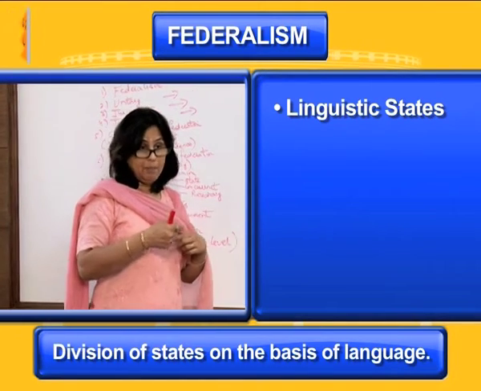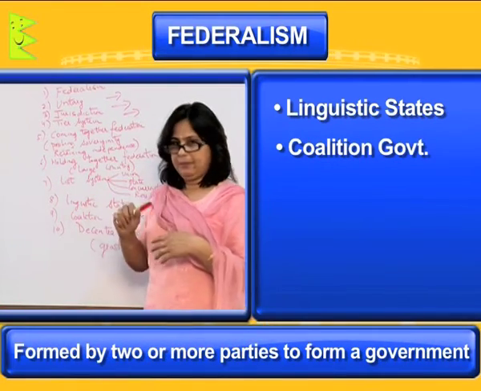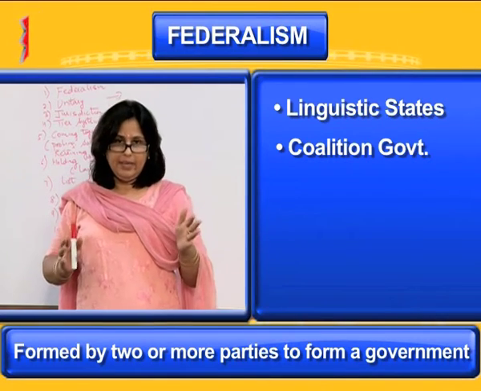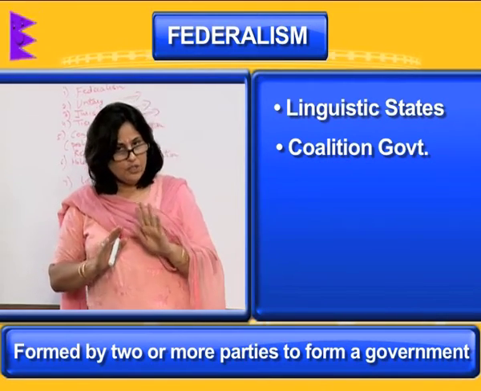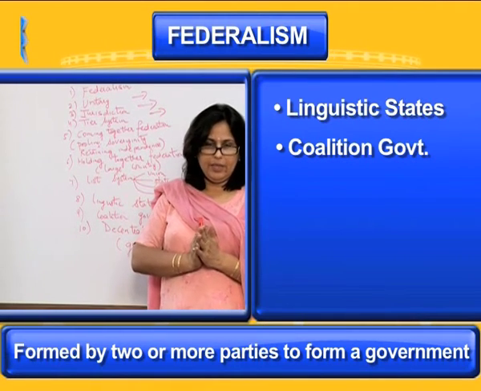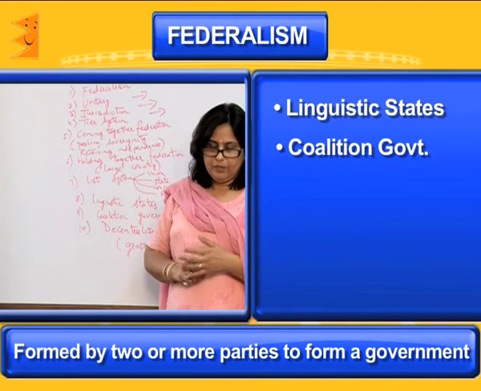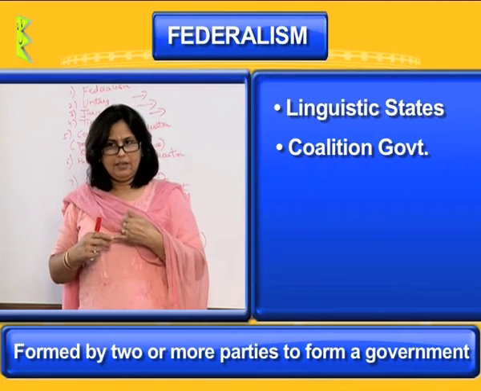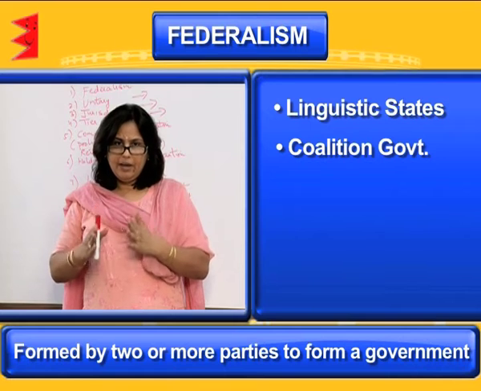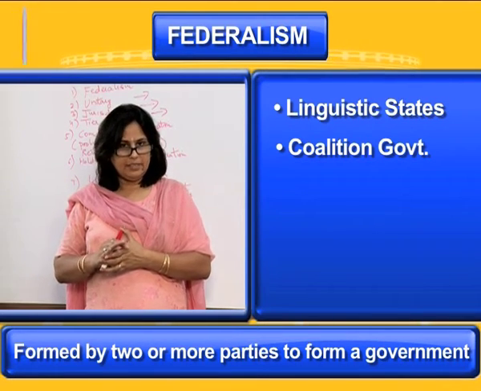A new term which has come up now and which is seen so much these days is the coalition government. Coalition government means when one political party does not get a majority and two or more parties come together to form a government, that is a coalition government. And in India, we have seen, due to various reasons, we have not been able to see one party in power. There have been coalition governments in the past.